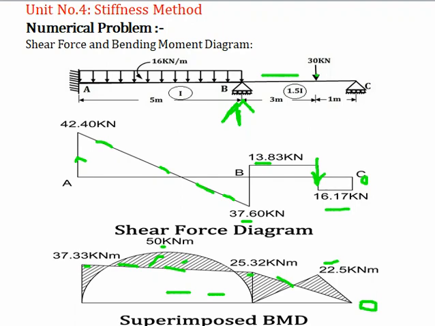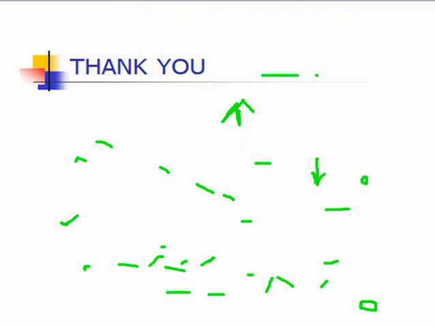Then the portion which does not overlap, you have to hatch. Okay, so this is the superimposed bending moment diagram. This bending moment we explained in detail in unit number 1, 2. Okay, so the same problem we have taken for the slope deflection method, then the moment distribution method. So this bending moment and shear force diagram remain the same for all problems because our problems are the same, we just change the method. Okay, thank you.